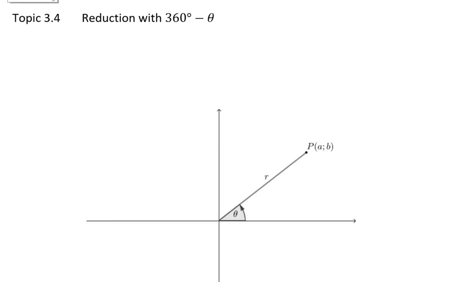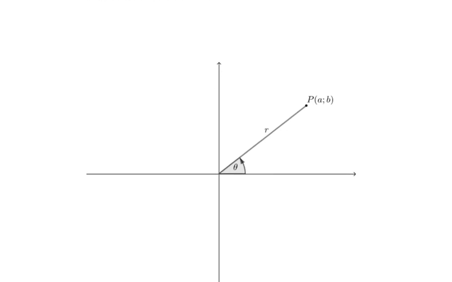Right, on to topic 3.4, which is our last initial type of reduction before we summarize. We will move on to some different reductions, but these are all kind of within one idea. So now we're looking at 360 minus theta, and again we're going to get better and better at this because it's exactly the same concept. Right, how do we create 360 minus theta?